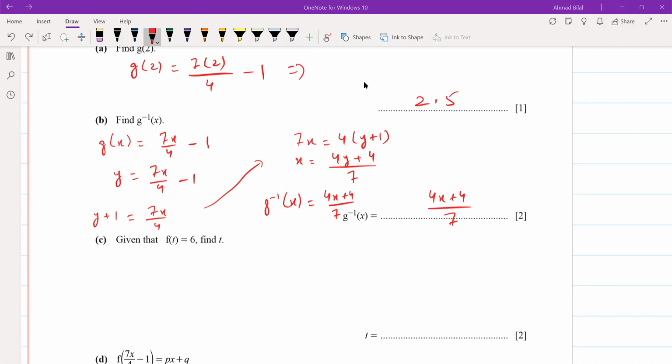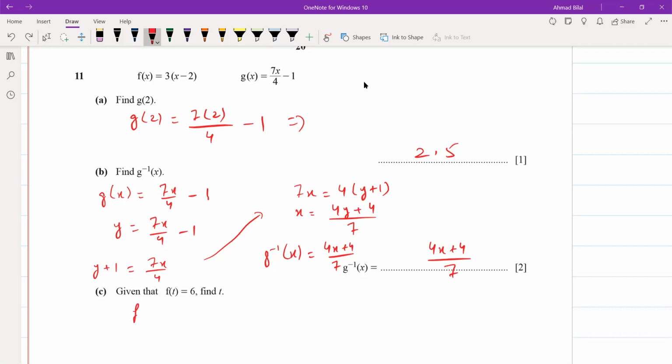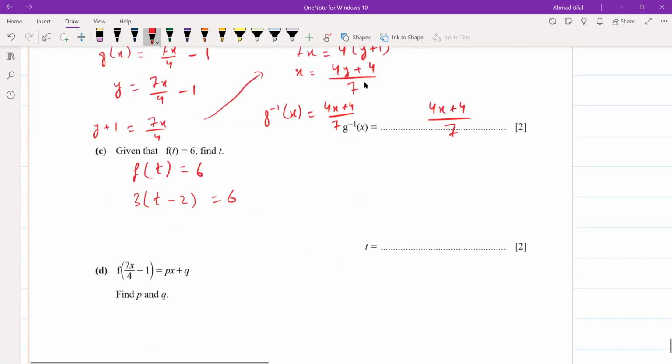Okay. अब f के अंदर आपने x की जगह t इनपुट करना है. This is the function f, right? So f of t equals 6. अब जहां पे भी आपके पास उस फंक्शन के अंदर x था, x की जगह t डाल दें. That's 3 into t minus 2, that's equal to 6. You just have to solve this equation.